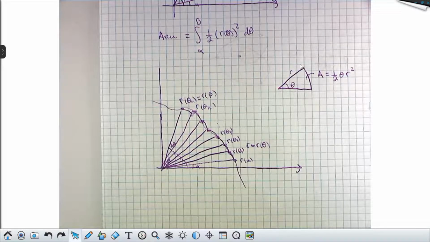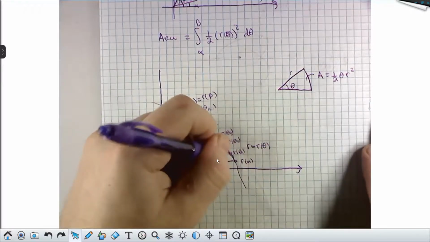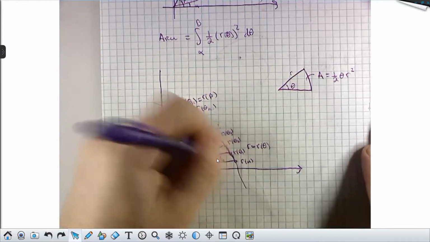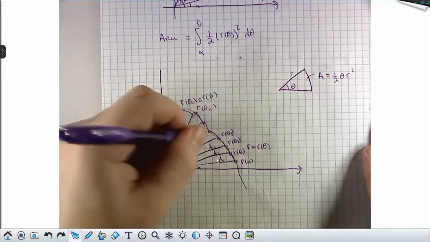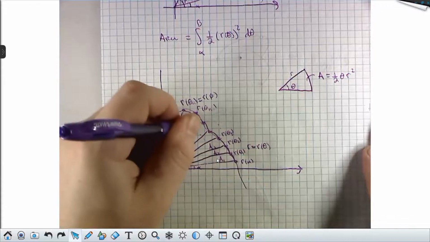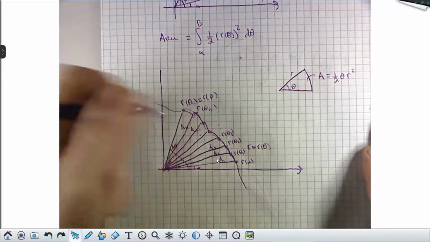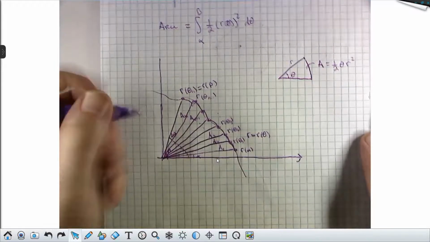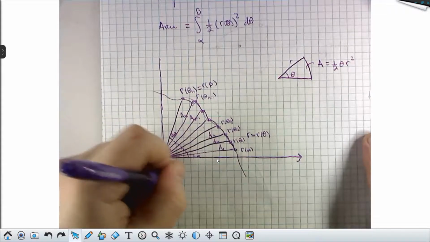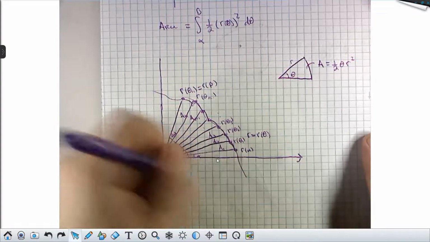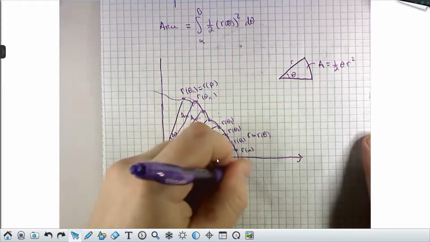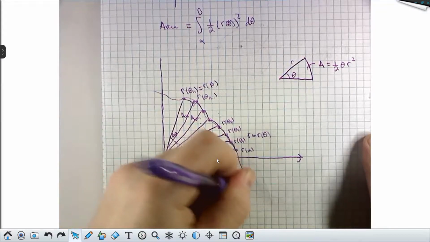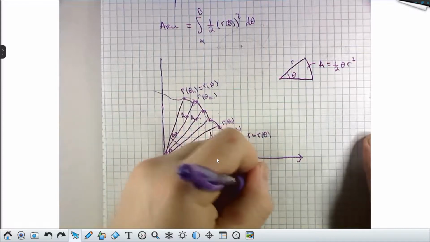So each one of these little areas, I call A1, A2, A3, A n minus 1, and A n. Then the exact area can be approximated as the sum from i equals 1 to n of the little areas.